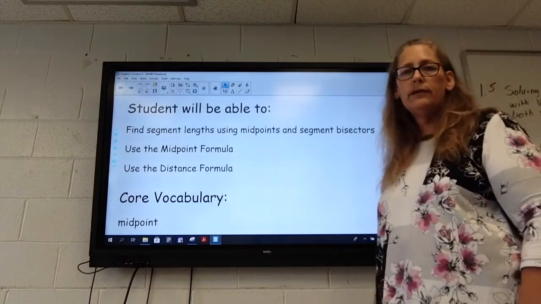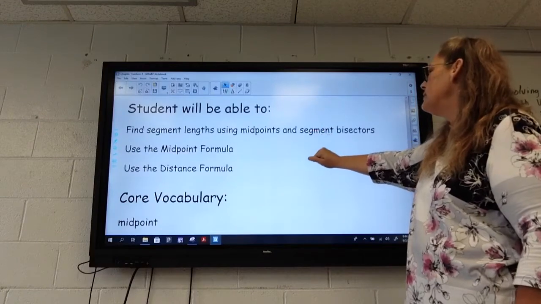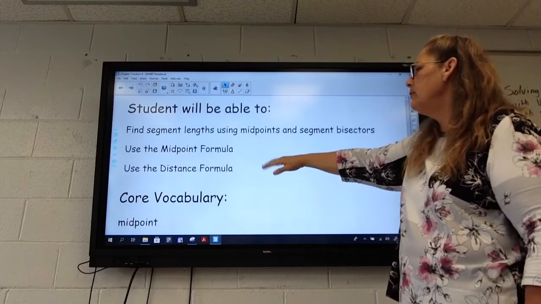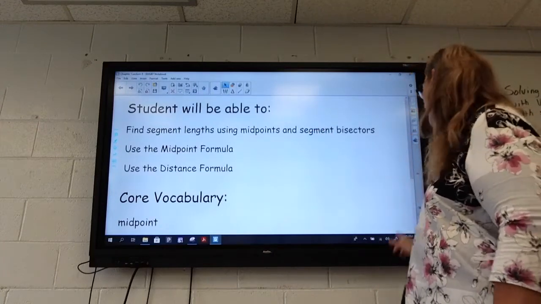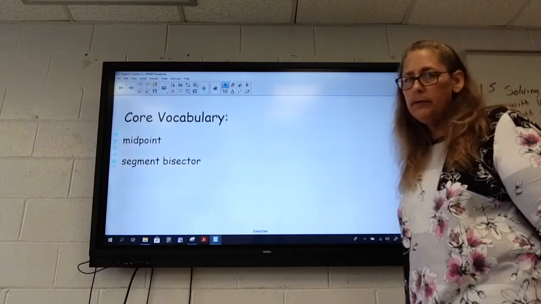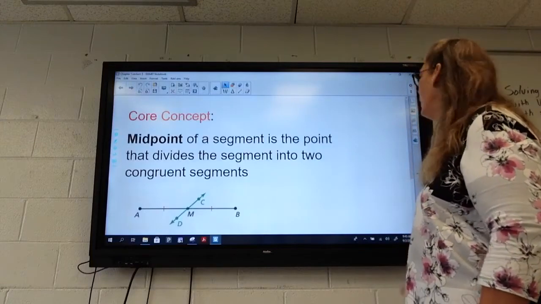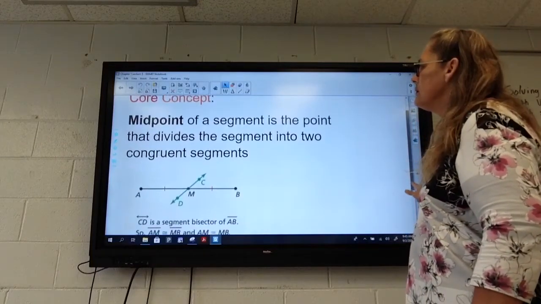Alright, when we're done with this, you will be able to find segment lengths using midpoints and segment bisectors. Use the midpoint formula, use the distance formula. Core vocabulary, midpoint and segment bisector. Alright, so let's look at this.